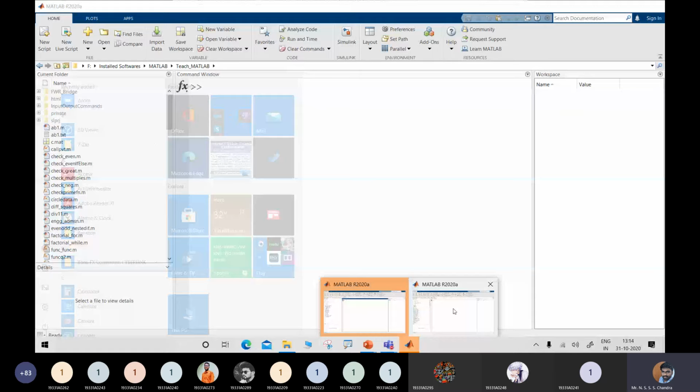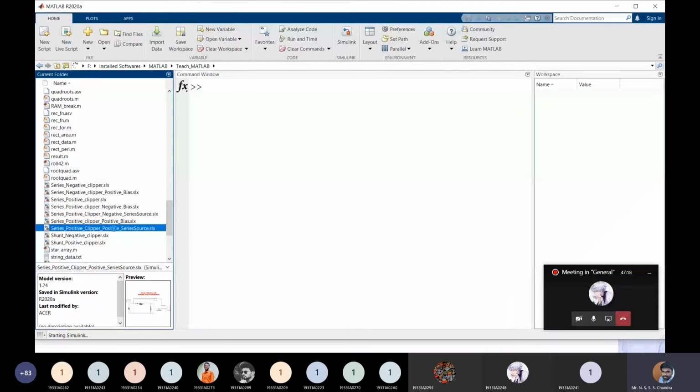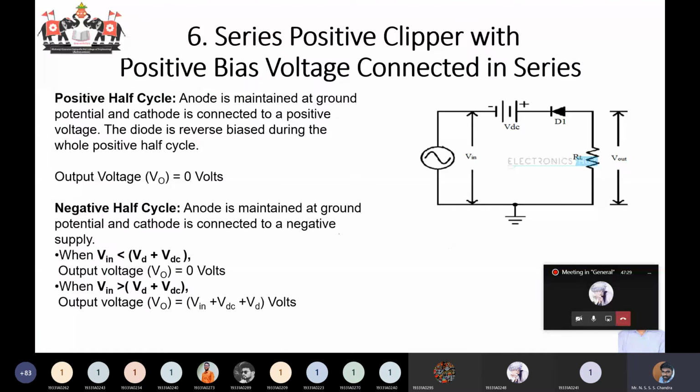Is my MATLAB window visible to you? Is my MATLAB window visible to you? No, sir. Not the simulation, at least the window. I think now the MATLAB window is visible. The simulation is still loading.